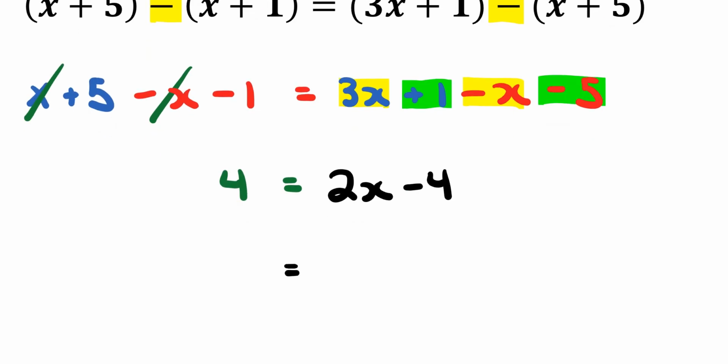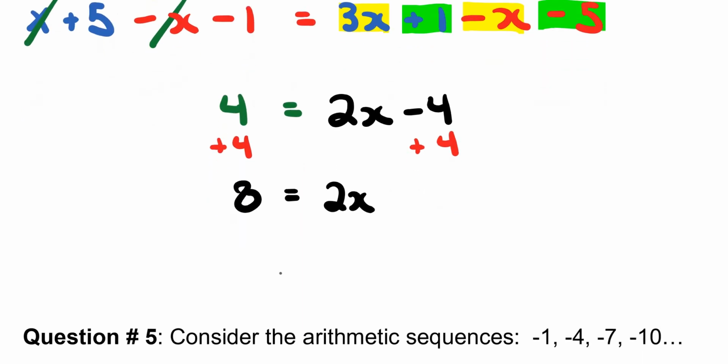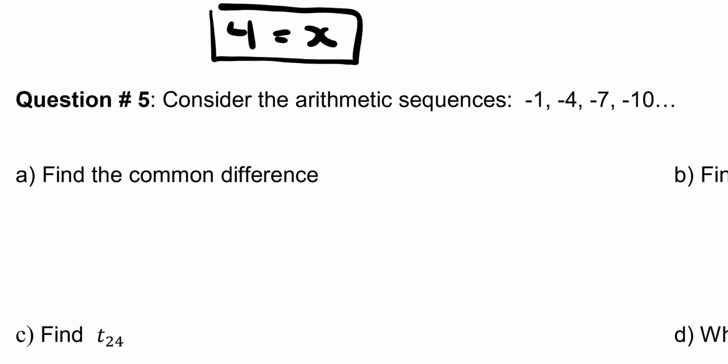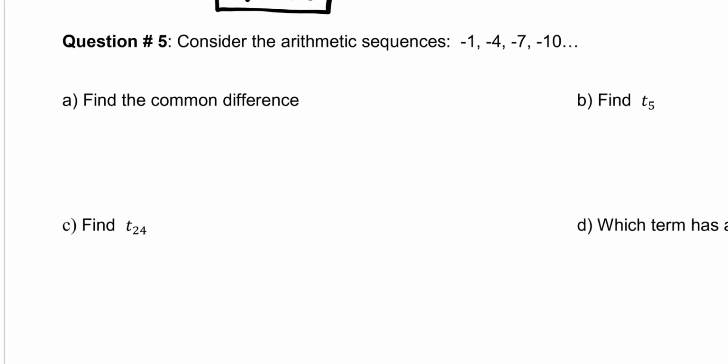Okay, and then we can just add 4 to both sides. So plus 4 there and a plus 4 there. If we do that, I get 2x equals to an 8. And then divide both sides by 2, and x would equal to 4. Alright, so there's your final answer for that one. Okay, that's it for the algebra review. Let's move on to the arithmetic sequence questions.